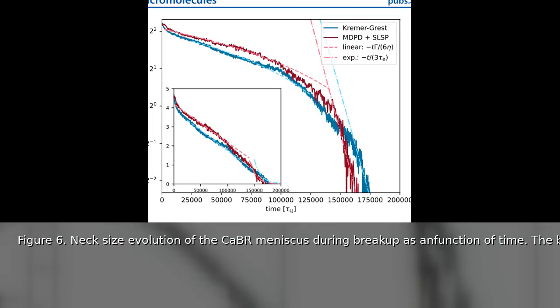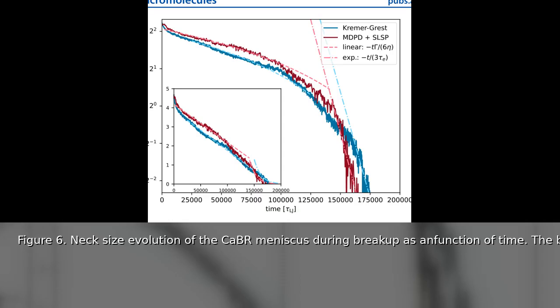Figure 6 presents the quantitative comparison of neck size evolution during capillary breakup (CaBR) of a polymer meniscus, as simulated by both the KG and the SLSP models. The neck radius is plotted as a function of time. The blue curve corresponds to the KG model, while the red curve shows the SLSP results. Both models reproduce the characteristic breakup regimes predicted by theoretical descriptions and observed experimentally.